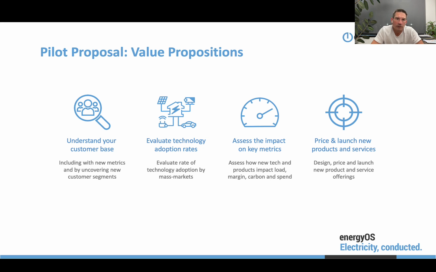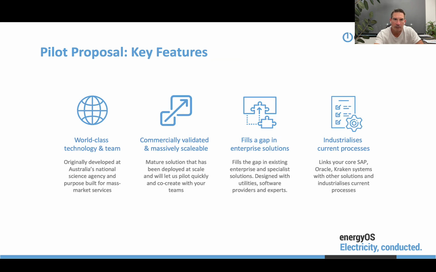What EOS lets you do is understand your customer base, including by uncovering new customer segments. It lets you evaluate and even simulate different technology adoption rates across your market segments, and then assess the impact of those changes across your key metrics, including load profiles, gross margin, carbon, and customer spend. And then armed with that analysis and understanding, you can price and launch new products and services in an extremely targeted way, and in a way that's addressing some of the very significant changes that are taking place.